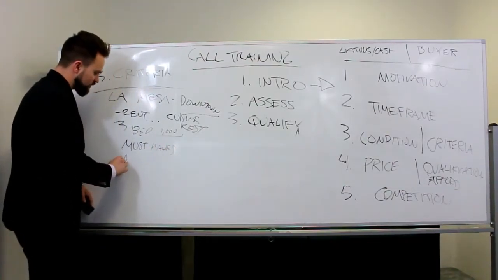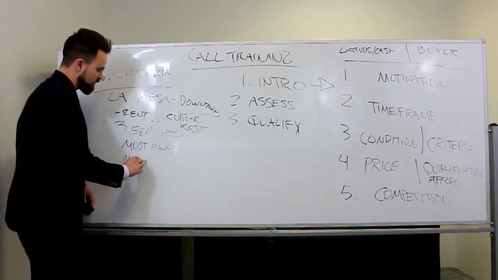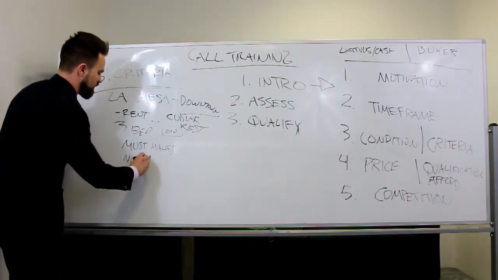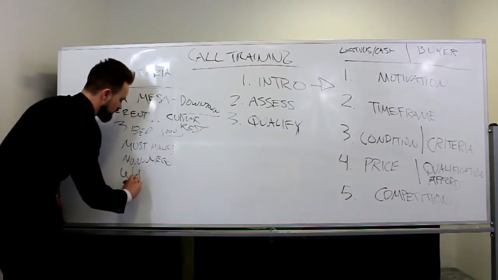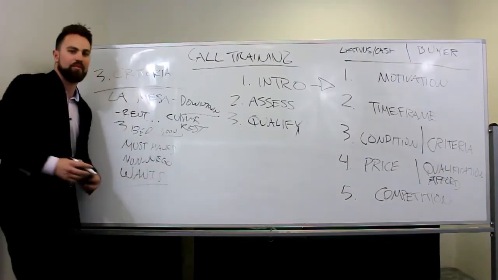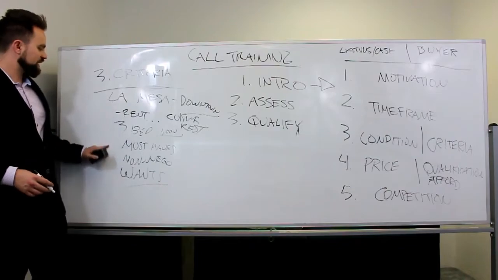Right? What are the non-negotiables? Okay? What would be nice to have? These are the wants. If you could afford it, what would you like to have? Would you like a pool? Okay? These are all questions that you want to get about criteria.